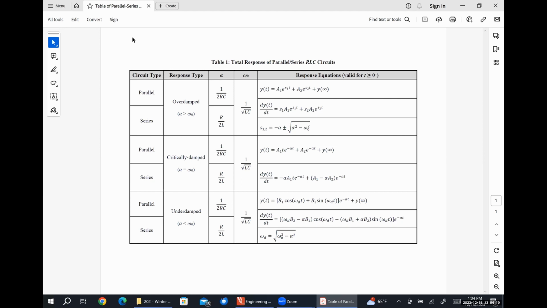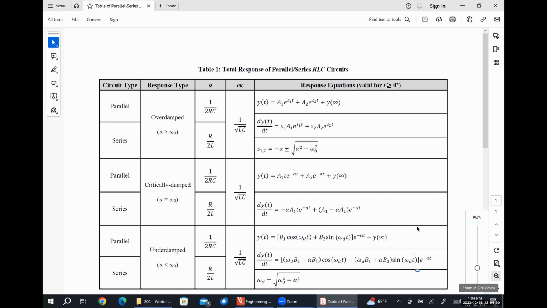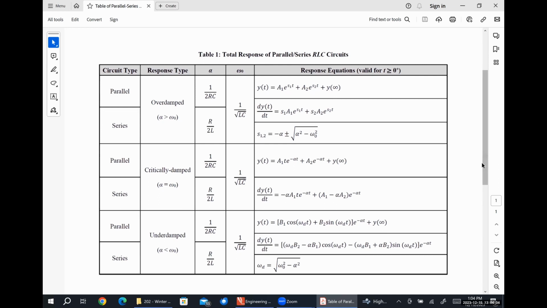Right here, I have y is equal to A1t e to the negative alpha t plus A2 e to the negative alpha t. Maybe I can make this slightly bigger. And then down here, I have my underdamped response, and I also provided you with the definition of omega d.